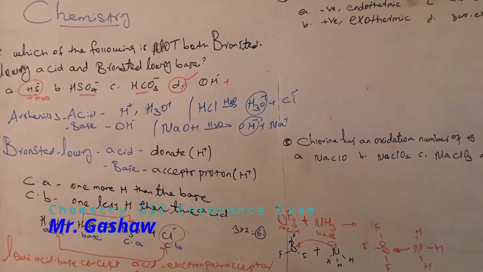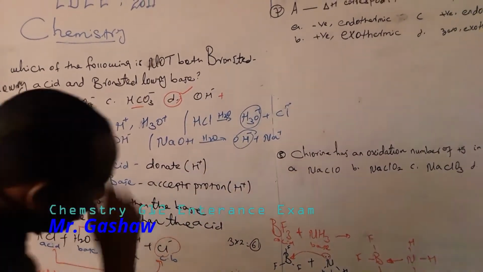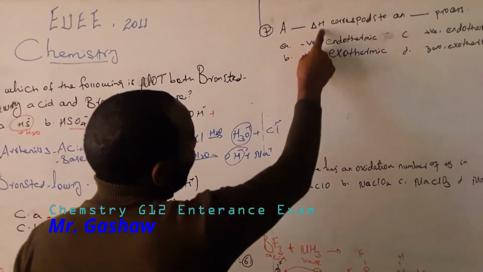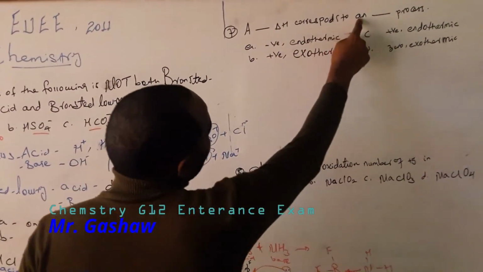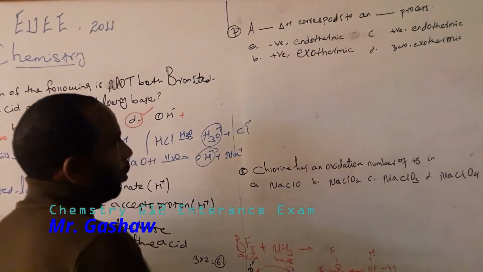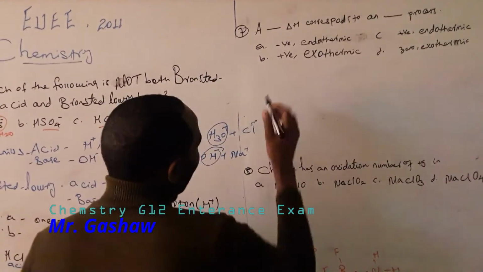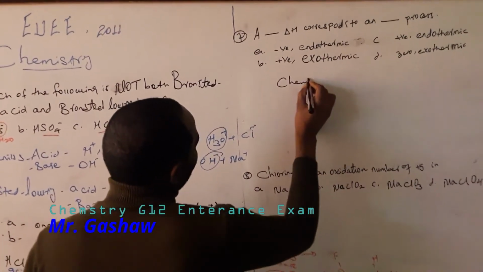OH minus ions. Let's pass the sixth one here. Coming to the seventh, a dash change in enthalpy corresponds to N dash process. Look from this one, in a chemical reaction, in what? Chemical reaction.